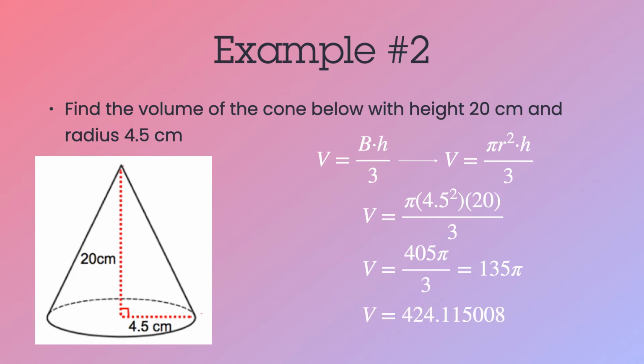We go to the calculator, we find that that works out to be 424.115008. Of course, there's lots more decimals after that, but let's go ahead and round it to the nearest tenth, 424.1. Throw our units on there, and there's our final answer.